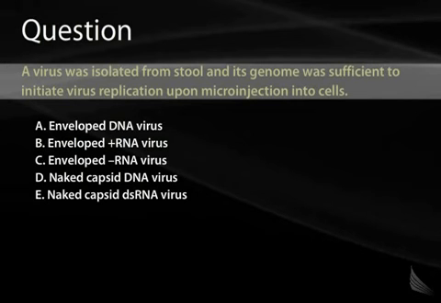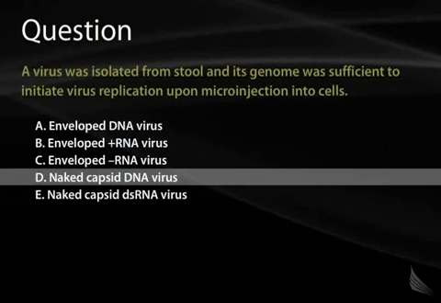The fact that it was able to replicate upon microinjection into cells means that if we just take its genome, it is able to make proteins. In order to do that, we have to have either positive sense RNA or DNA, and so D is the correct answer. Double-stranded RNA doesn't have the viral RNA-dependent RNA polymerase in order to make positive sense RNA.